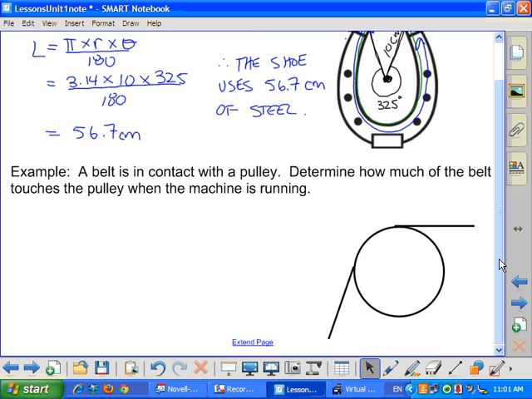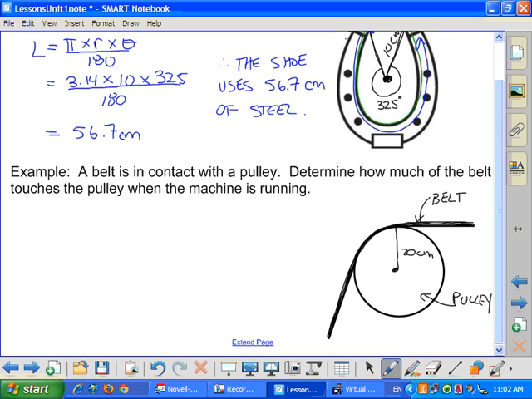A belt is in contact with a pulley. So we have a pulley here, and the pulley has a radius of, let's go with 20 centimeters. So here's my belt. It's like on a lawnmower, or in a snowblower, or maybe in a car. So the radius of that pulley that's spinning around in circles is 20 centimeters. This is our belt and pulley.